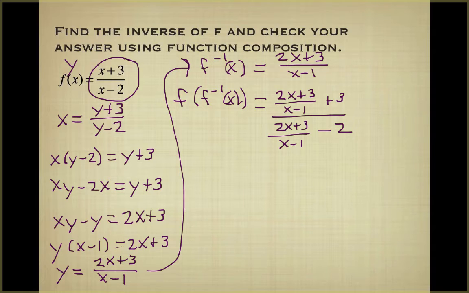Now we're going to go through and try to simplify this. To get rid of these x minus 1s, I'm going to multiply both top and bottom by x minus 1. When I multiply the 2x plus 3 over x minus 1 by x minus 1, put this in parentheses, we get back 2x plus 3. The x minus 1s cancel out. When I multiply x minus 1 times 3, I get 3x minus 3.